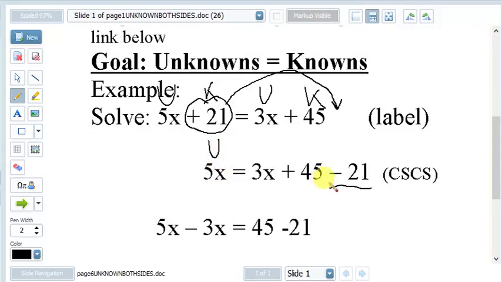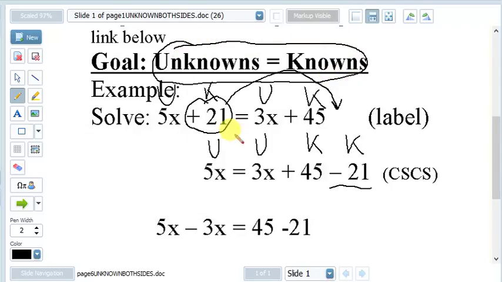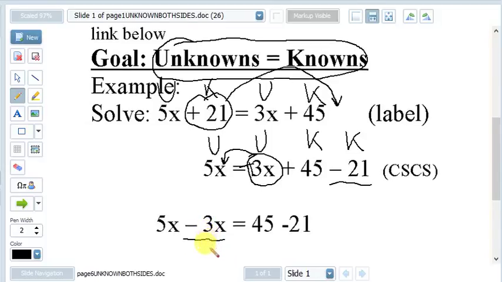Okay, so we're going to try and keep the equal signs directly underneath each other. Now on the second line we've got 5x equals 3x plus 45 minus 21. So the 5x is an unknown and the 3x is an unknown, 45 is a known, and the minus 21 is a known. So our goal here is to get unknowns equal knowns. So we need to bring 3x across to the other side. Now it's the sign in front of the 3x which is a plus, so a plus 3x on this side becomes a negative 3x on this side when we move it across.